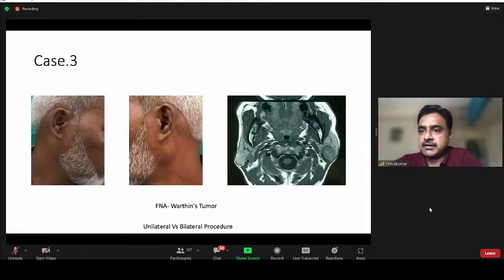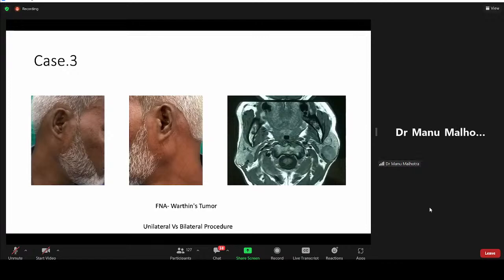Just comments from the surgeons. Anybody can take that. Dr. Manu, would you want to go ahead with this? Can you please repeat the question?